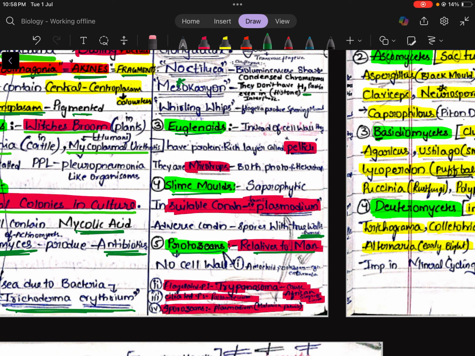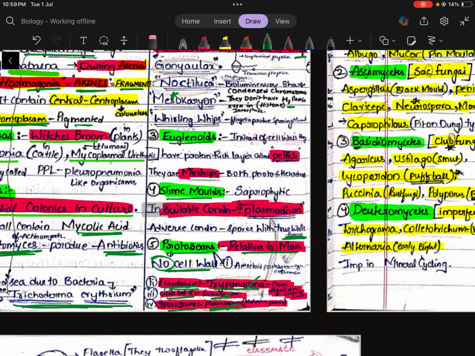Protozoans are relatives of humans and they lack a cell wall. Examples: Trypanosoma, Plasmodium, Paramecium. These are very important. Ciliated protozoan is Paramecium, flagellated protozoan is Trypanosoma, and sporozoan is Plasmodium.